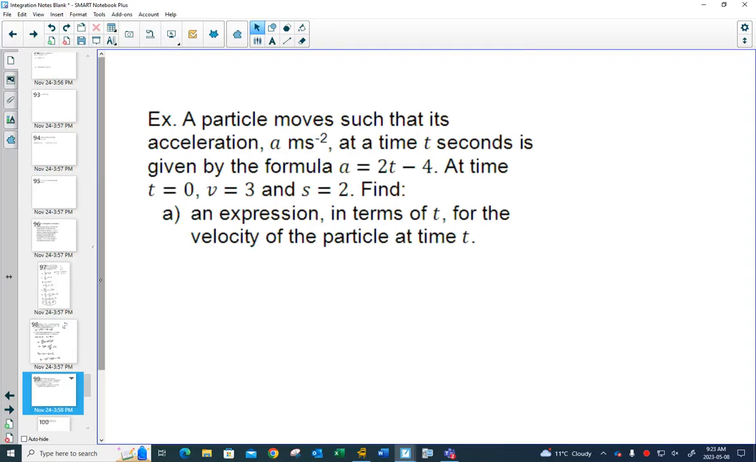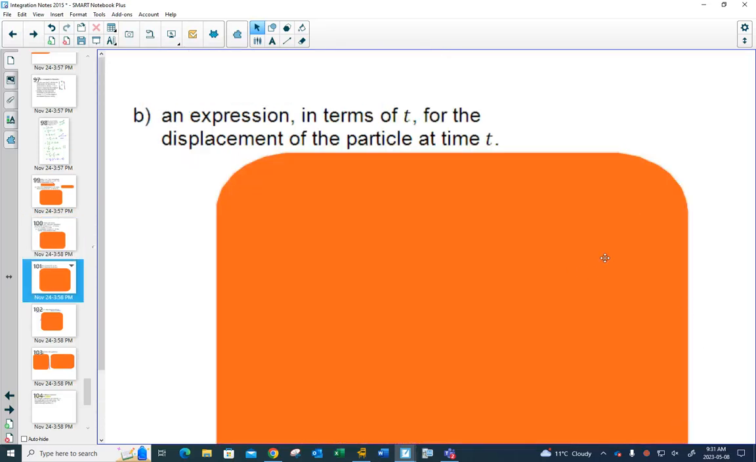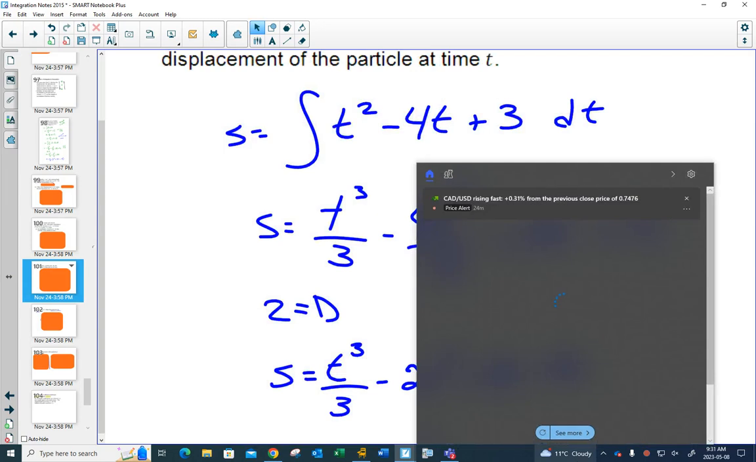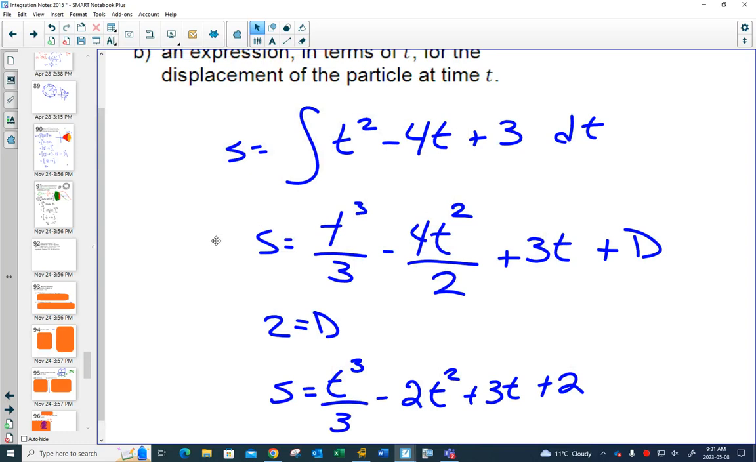All right, one for you to try. Let's see how you did. Working up from acceleration would have given you velocity, and then an initial velocity of 3 when time is 0 solves for C. Next, we want a displacement, so we would integrate again. In this one, since it's part B, it's not wrong if you did plus C. I would be okay. But since it's all in the same kind of question, I did use a plus D.